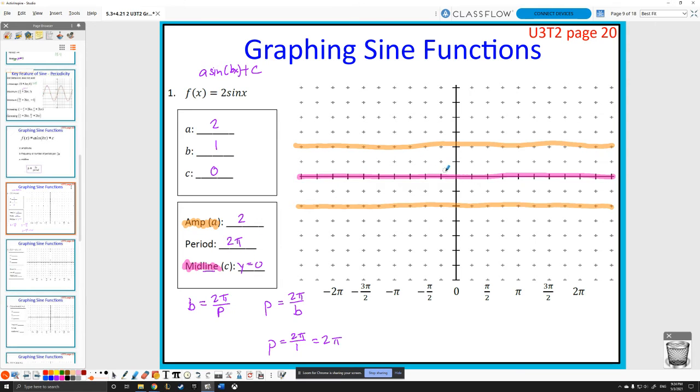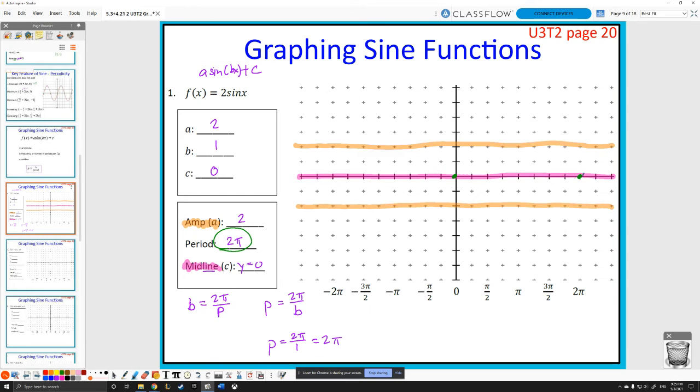Now, generally, this is how I like to graph my sines. I start at 0 at my midline. I look at my period. My period is 2 pi. That means one complete wave will end at 2 pi. So from 0, I go all the way to 2 pi, and this is where I end. I'm kind of drawing a boundary. This is my beginning. This is my end.